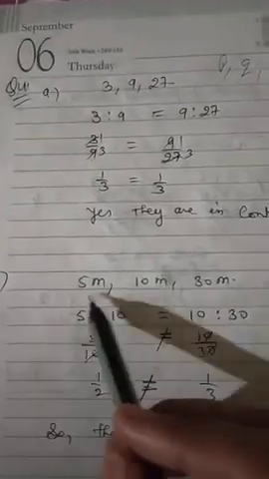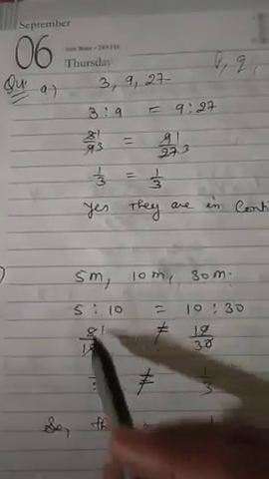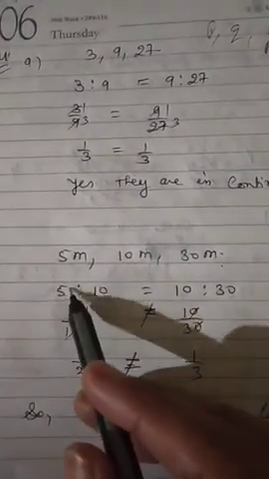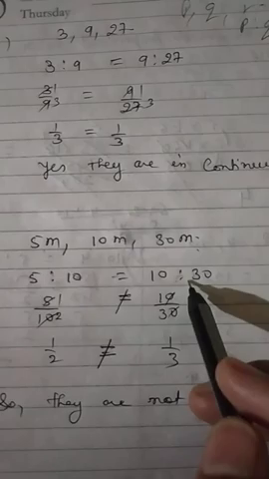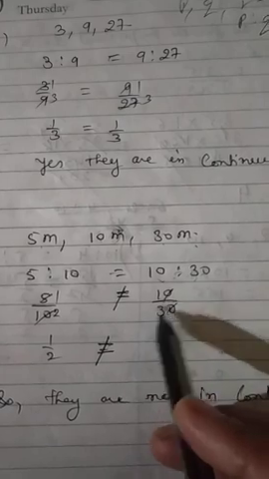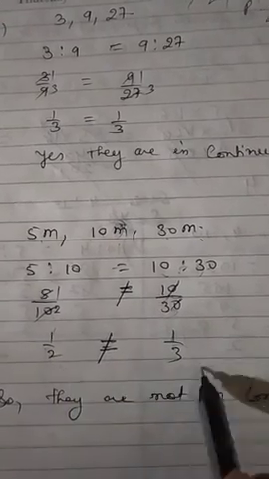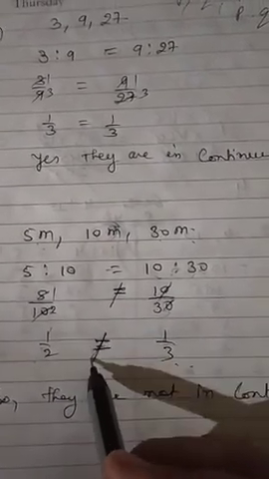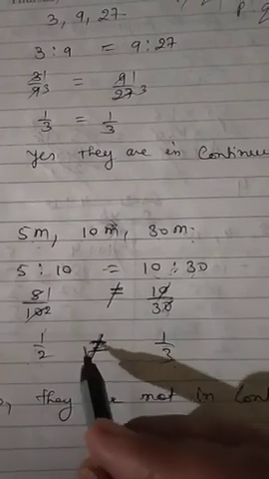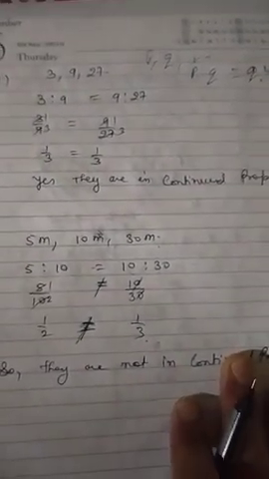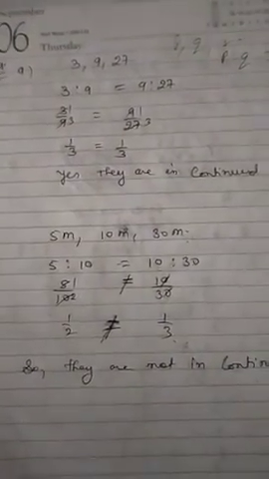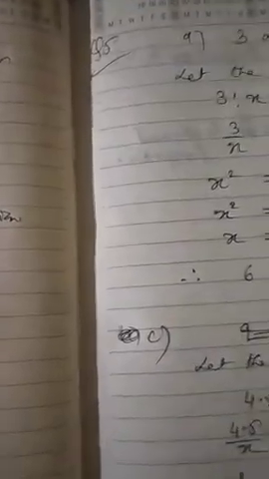Okay, next B, 5 meter, 10 meter, 30 meter. Whether it is in continued proportion or not, we have to check. So 5 is to 10 is equal to 10 is to 30. This will be common for both. Now 5 by 10 is equal to 10 by 30. So 10 by 30 is 1 by 3, and this side 5 ones are 5, 5 twos are 10, 1 by 2. Both are not equal, so we will give the sign of not equal. So they are not in continued proportion. Now it's C and D, your work you have to do.